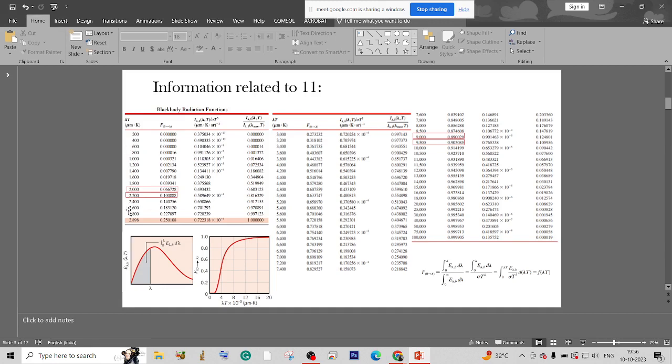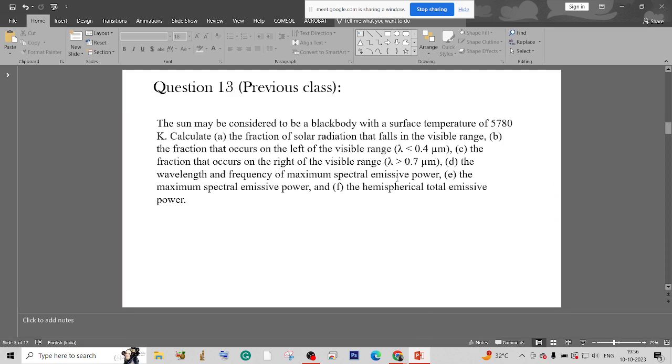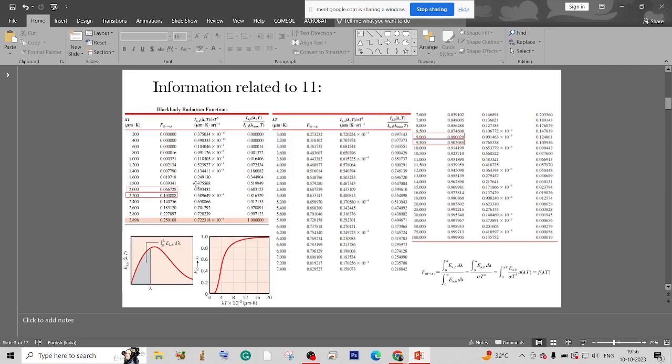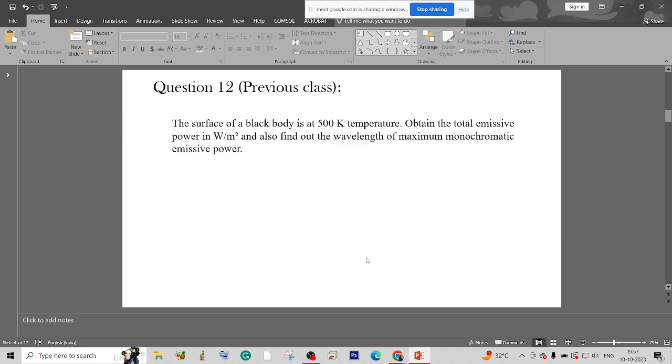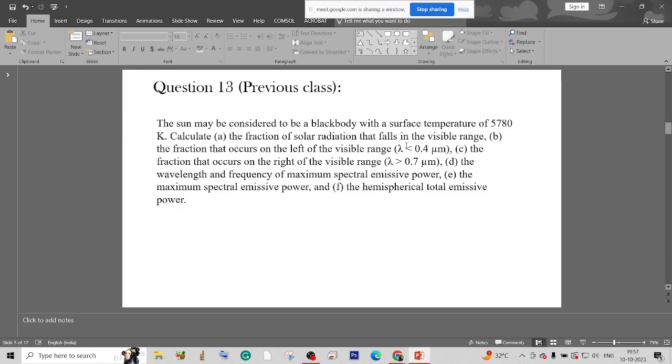For getting lambda T, first of all we need to know the visible range. The visible range varies between 0.4 and 0.7 micrometer, as already explained in the question. So for the visible range, lambda 1, the lower bound, will be 0.4 and the upper bound will be 0.7 for part A. In between that we can calculate lambda T, and corresponding to that lambda T we can get the fraction of the emission in that particular range.